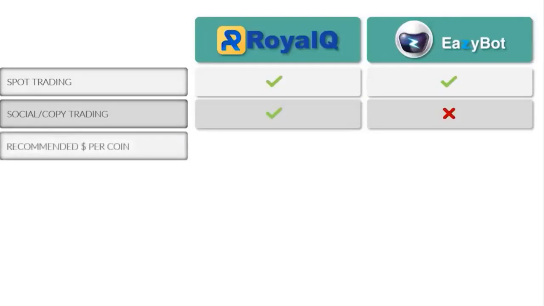The suggested amount of dollars to use per coin, the amount of capital you should allocate, is going to vary for Royalq because of the reasons I just mentioned. Each trading strategy is going to be different of those circles that you follow, depending on the individual, whether they have a more aggressive strategy or a more conservative strategy. I've seen it range anywhere from $100 to 1,000 USDT per coin. With Easybot, it is suggested by the software developer that you allocate 600 USDT per coin.